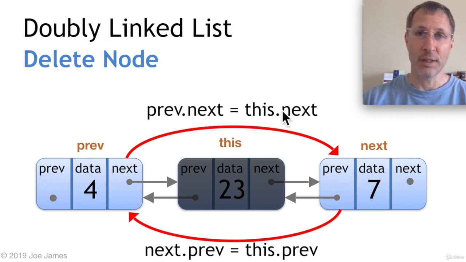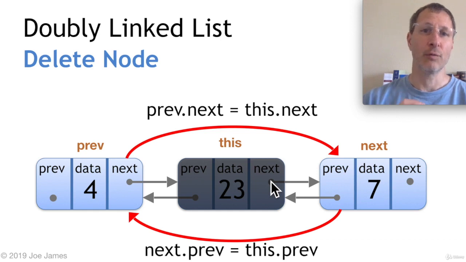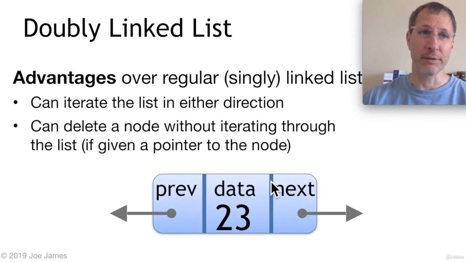Prev.next equals this.next, and next.prev equals this.prev. So those are the 2 changes that we do to cut this node out of the list. And you see, once we get these red arrows in place, once we fix these 2 pointers, we've effectively cut node 23 out of our linked list. We've deleted it. So that's how the delete operation works in a doubly linked list.